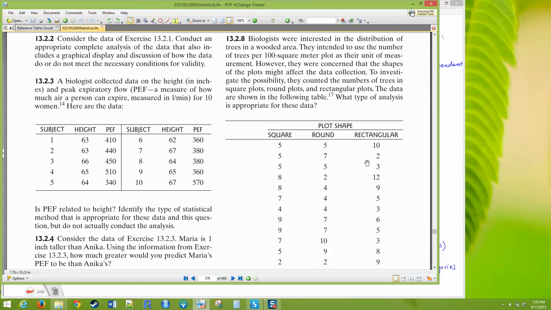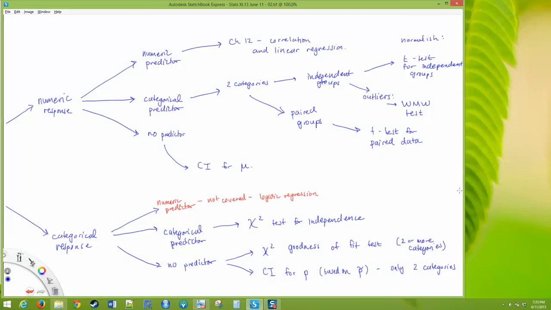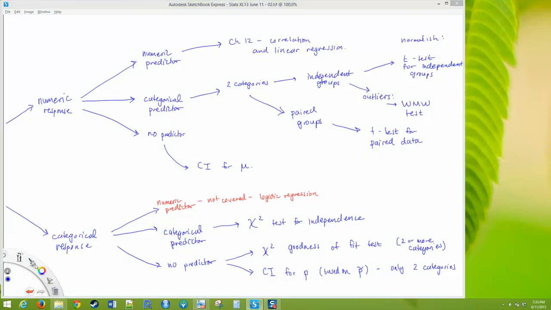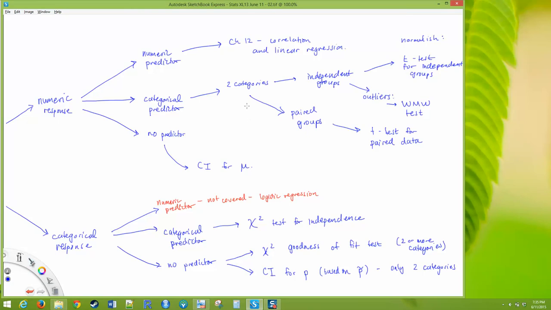Huh? Did I not include ANOVA? Oh my gosh. I'm embarrassed that this happened. Okay, so we have two or more categories, so I need to have more than two categories. I'm embarrassed. Okay, so two or more categories, this needs to be ANOVA, yeah.